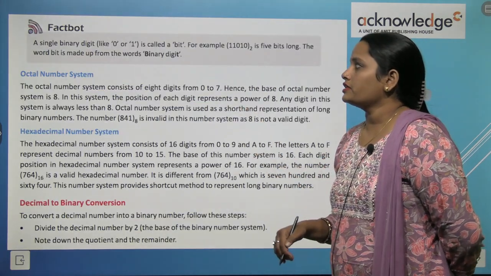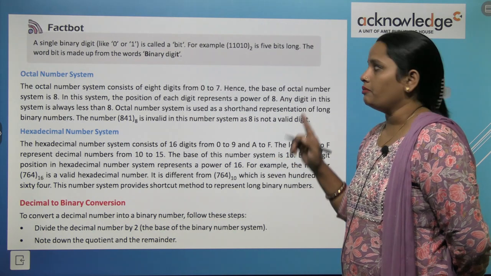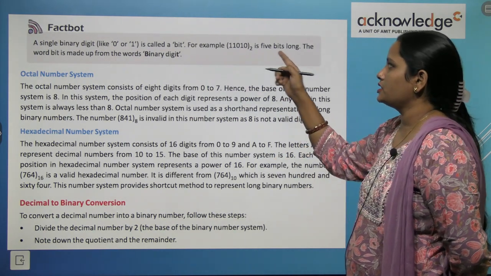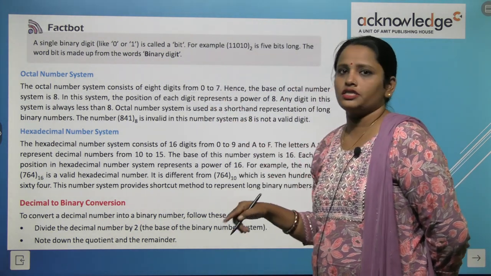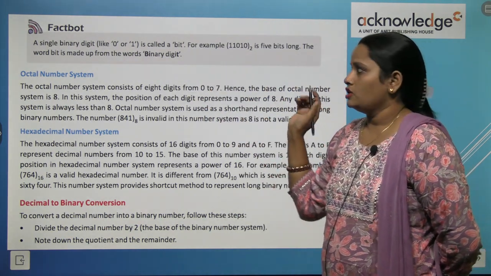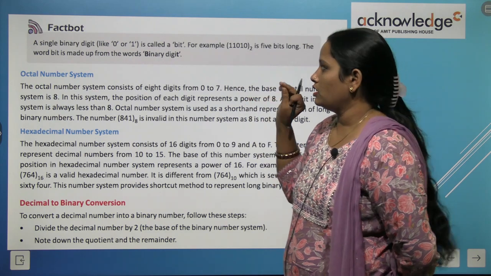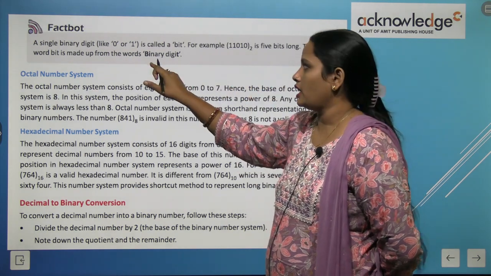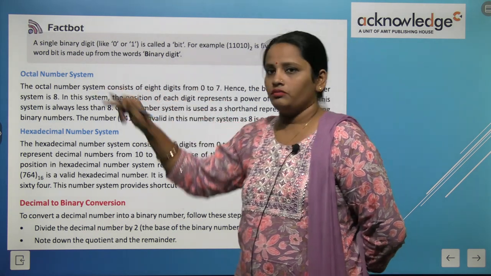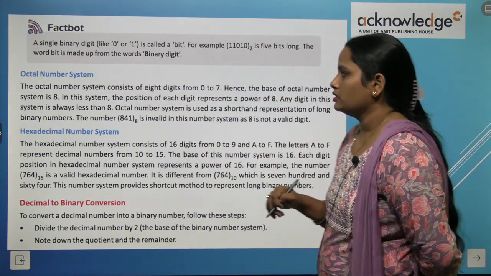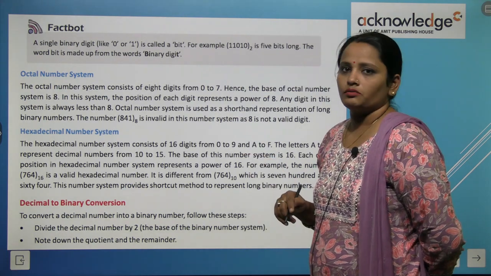A single binary digit like 0 or 1 is called a bit. For example, this is 5 bits long. The word bit is made up of the words binary digit. So bit is made with the combination of these words: bi from binary and t from digit.